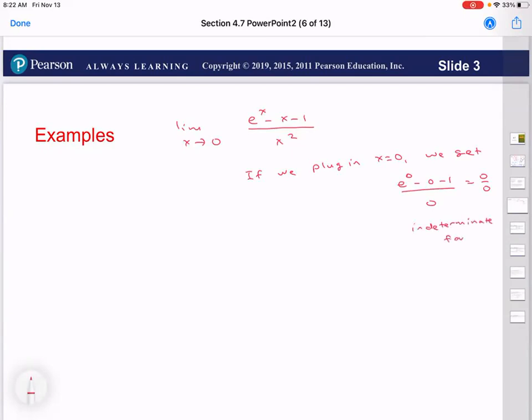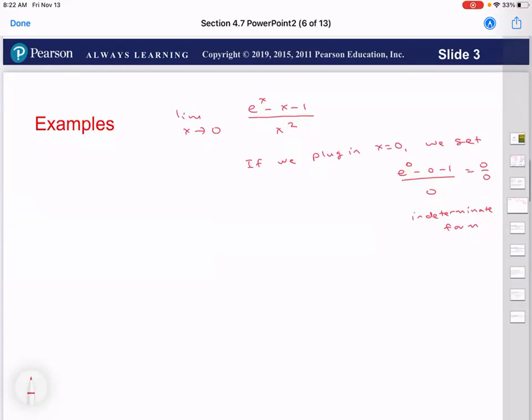Indeterminate form. Similarly, take another example. Let's say the limit as x approaches infinity of 4x cubed minus 2x squared plus 1, divided by 8x cubed plus 5x squared minus 2.